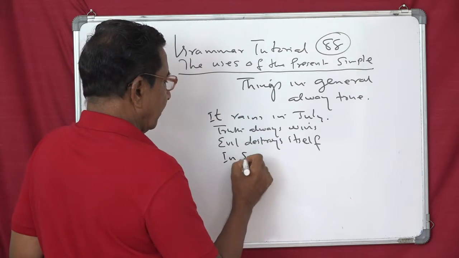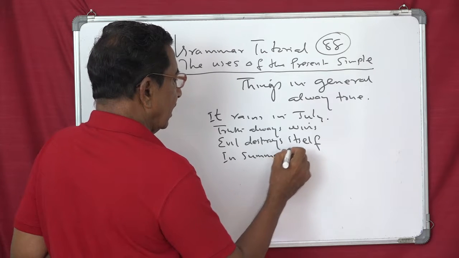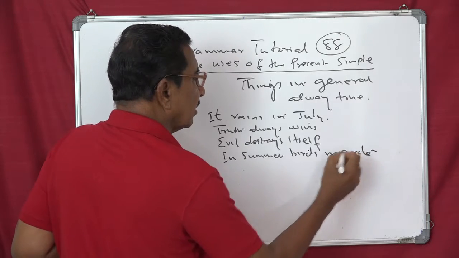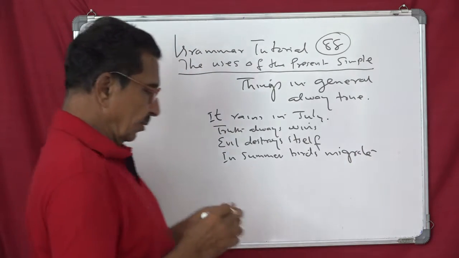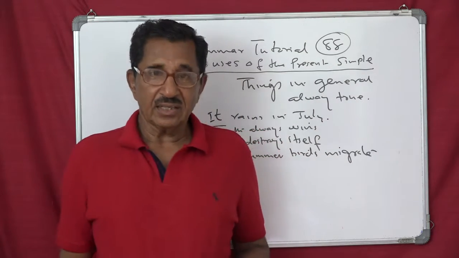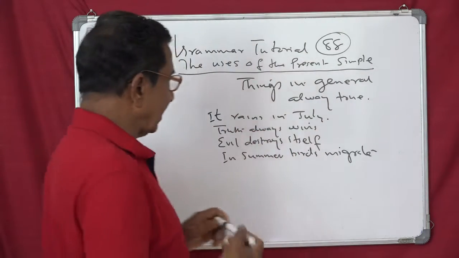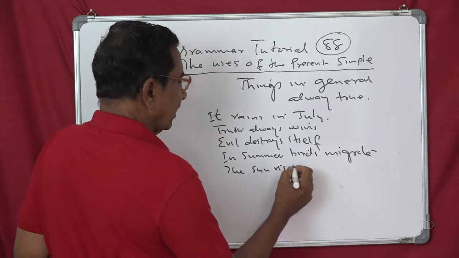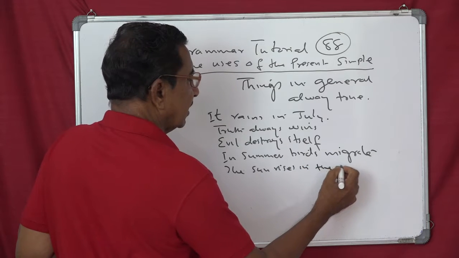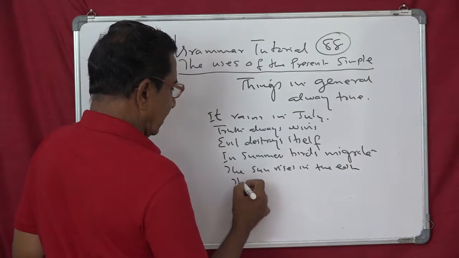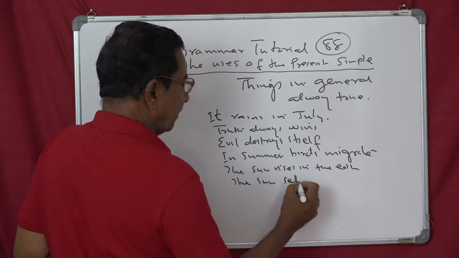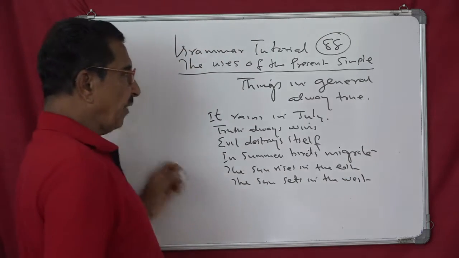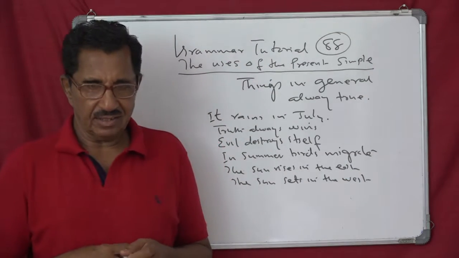In summer, birds migrate. Sometimes what happens, when they don't get water and they have nothing to eat, they migrate. It's quite common, isn't it? The sun rises in the east. That's the best example. The sun rises in the east. And the sun sets in the west. See, these are general facts, or things in general, we can say, isn't it?